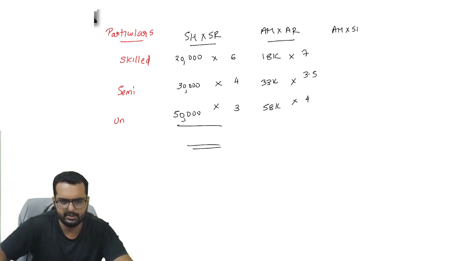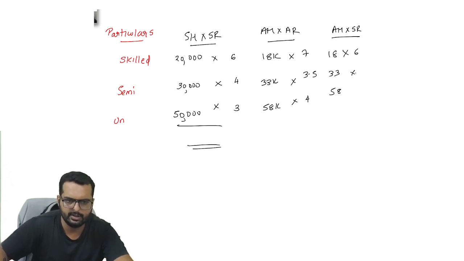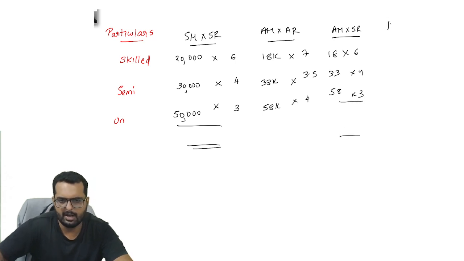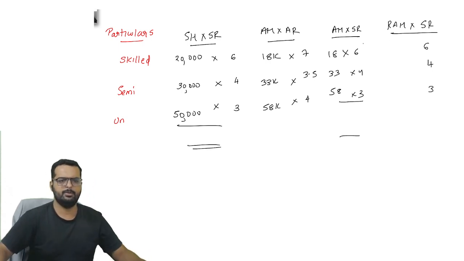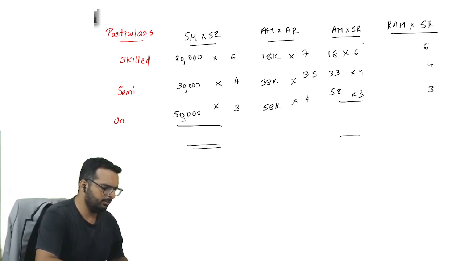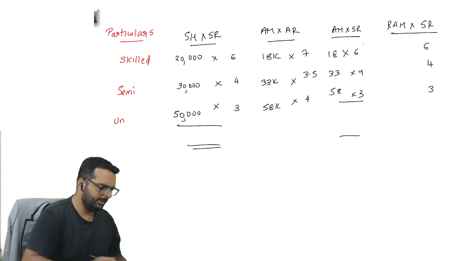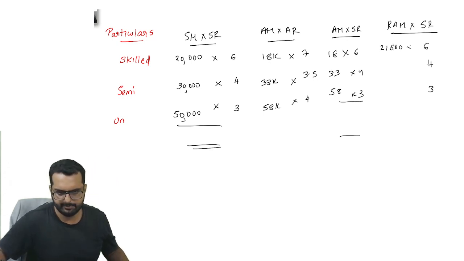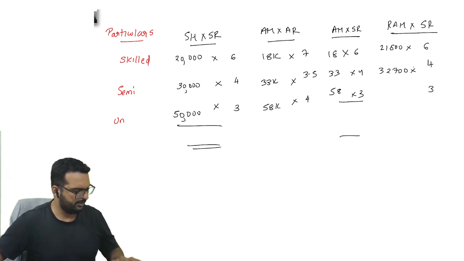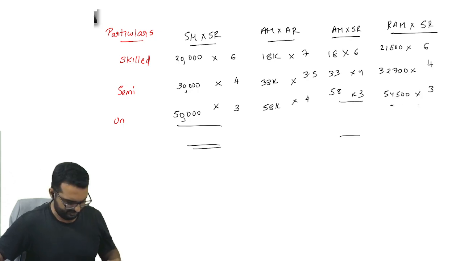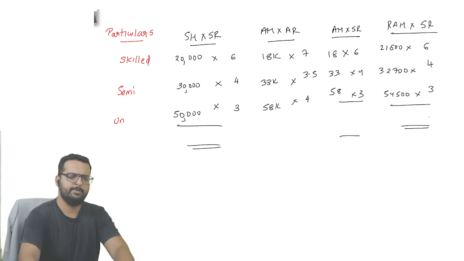Next one is what? AH into SR. 18, 33, 58 into 6, 4, 3. Last, we have to find out RAH into SR. 643 will come. So actual is 18,000, 33,000 and 58,000 divided by 100 into 20, 21,800 into 30 will be 32,700 and into 50 will be 54,500, right? Please do this on your own now, friends. Finish it off.